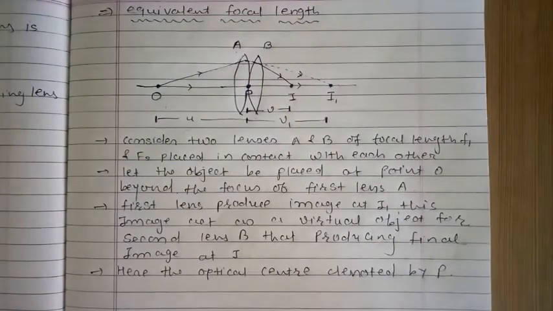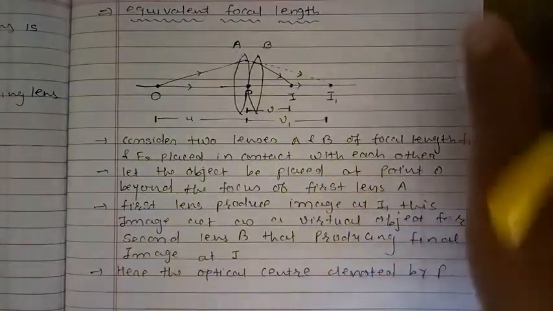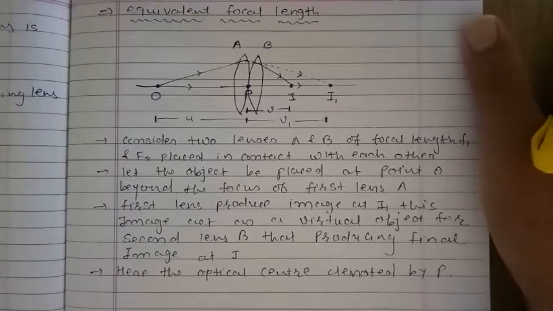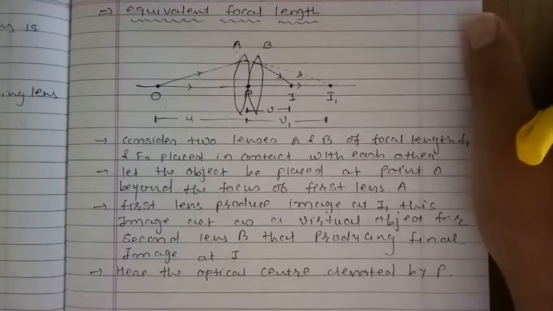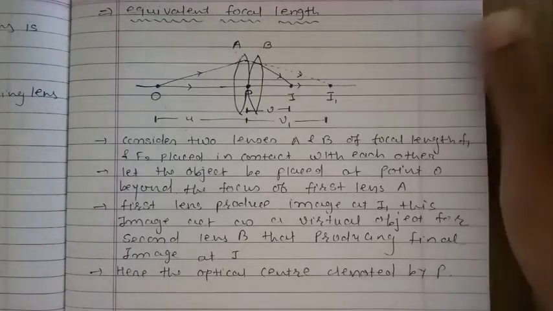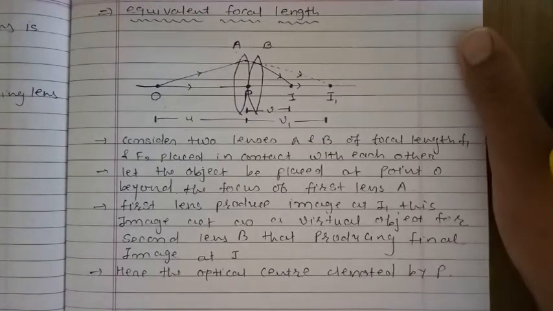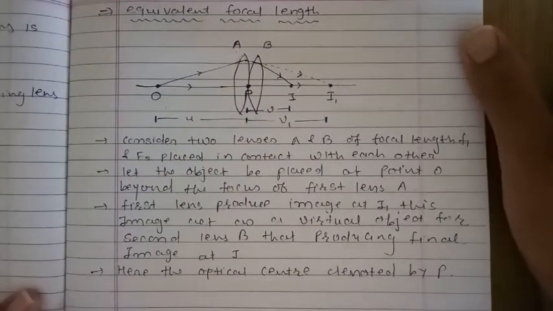Now friends, we have to derive the formula of equivalent focal length, right? The formula is, for two lenses, 1 by f is equal to 1 by f1 plus 1 by f2. We have to derive this formula. So friends, we already know the lens formula: 1 by v minus 1 by u is equal to 1 by f, right? So here we have to use the lens formula for lens A and lens B, right?